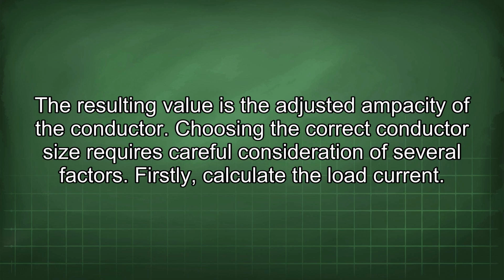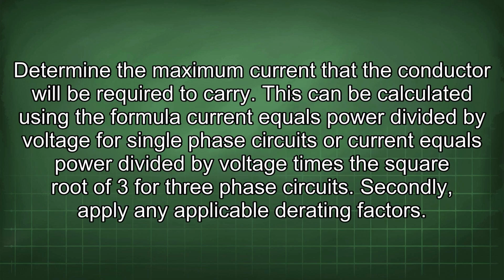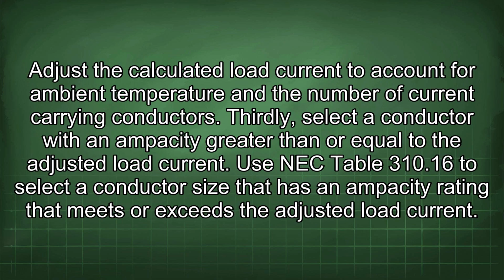Firstly, calculate the load current. Determine the maximum current that the conductor will be required to carry. This can be calculated using the formula current equals power divided by voltage for single-phase circuits, or current equals power divided by voltage times the square root of 3 for three-phase circuits. Secondly, apply any applicable derating factors. Adjust the calculated load current to account for ambient temperature and the number of current-carrying conductors. Thirdly, select a conductor with an ampacity greater than or equal to the adjusted load current.